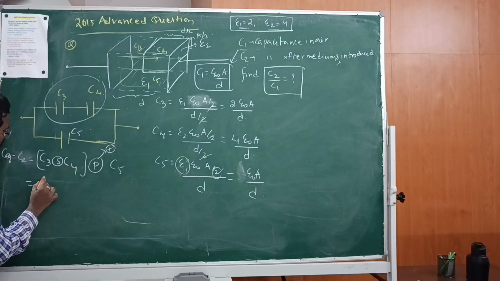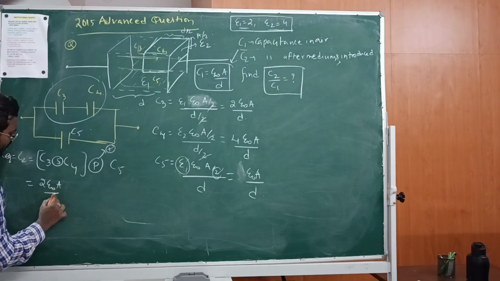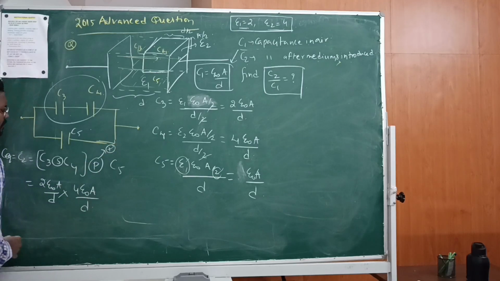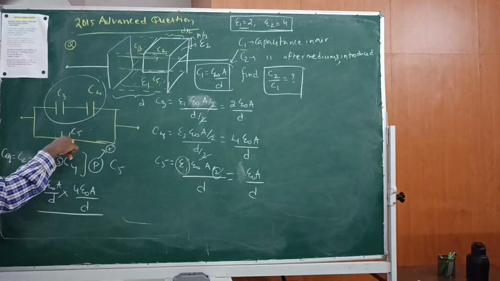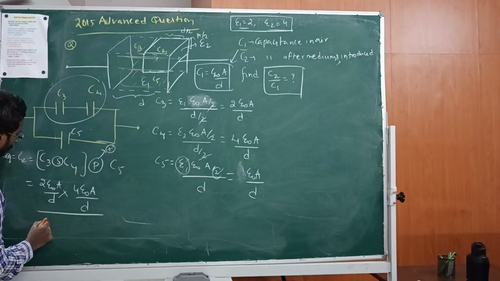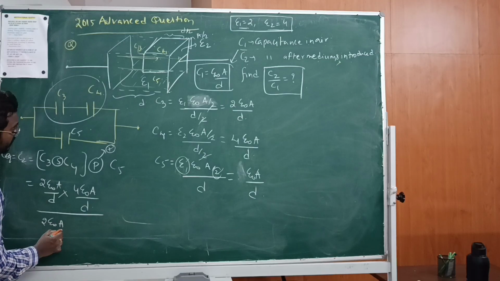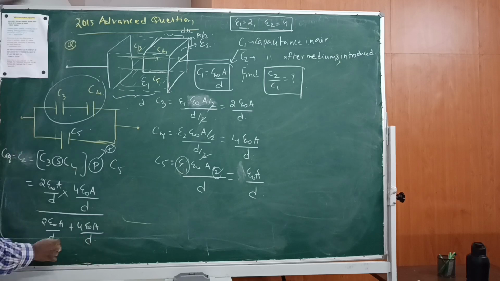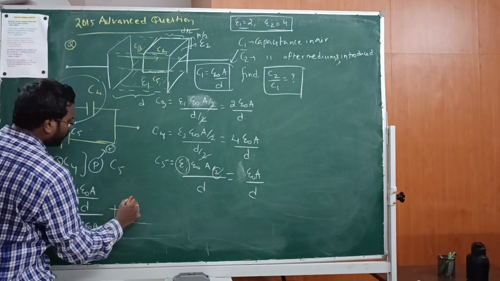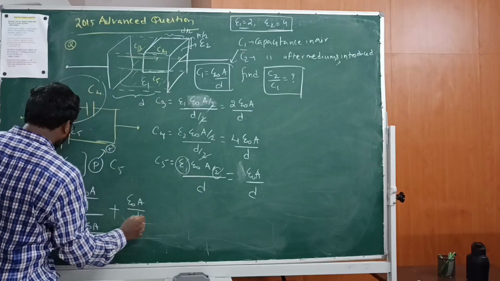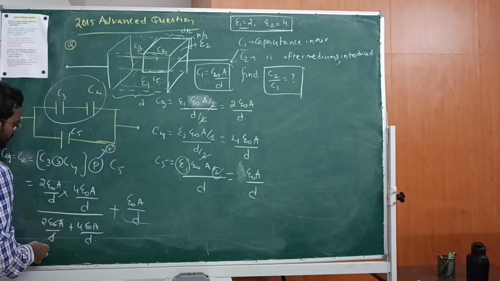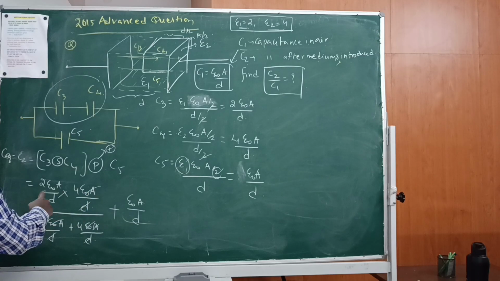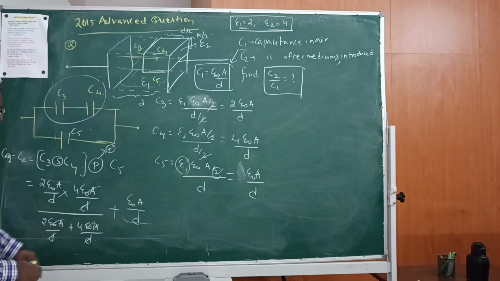What is C3 here, ma? 2 epsilon naught A by D, and C4 is what, ma? 4 epsilon naught A by D, right, divided by C3 plus C4. C3 plus C4 is going to be 2 epsilon naught A by D plus 4 epsilon naught A by D, plus C5 is what, ma? Epsilon naught A by D we get. So all these have epsilon naught A by D, taking it common, one will cancel. So we get epsilon naught A by D, 2 into 4, that will be 8 here, ma. 2 plus 4, that will be 6 here, ma.